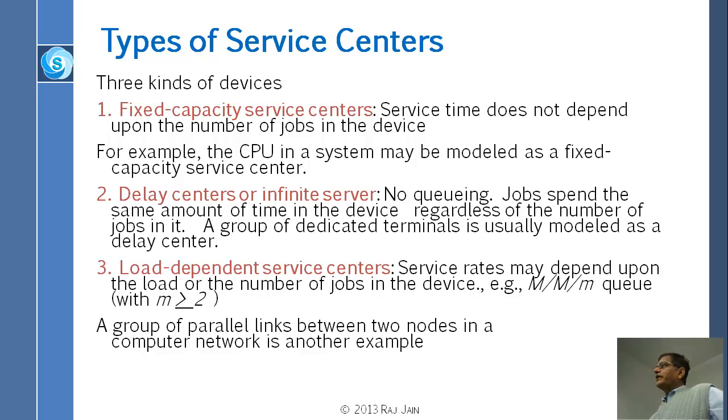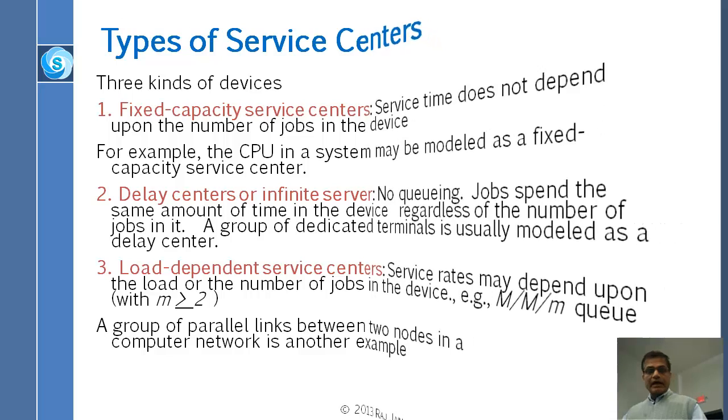Third is the load dependent service center. The service rate may depend upon the load, the number of jobs in the device. For example, M/M/m queues would be load dependent servers. A group of parallel lines between two nodes in a network is another example. If you have two parallel links, then if there are two packets, they can both go through, but if there are three packets, there will be a queue. So M/M/m queues are parallel, load dependent servers. So there are three kinds of servers. There are more actually, but those three will do for us.